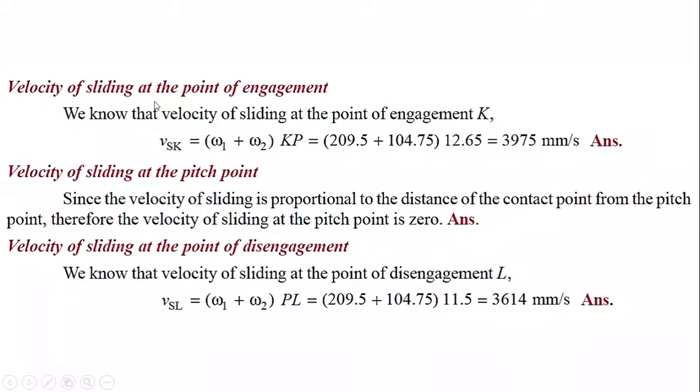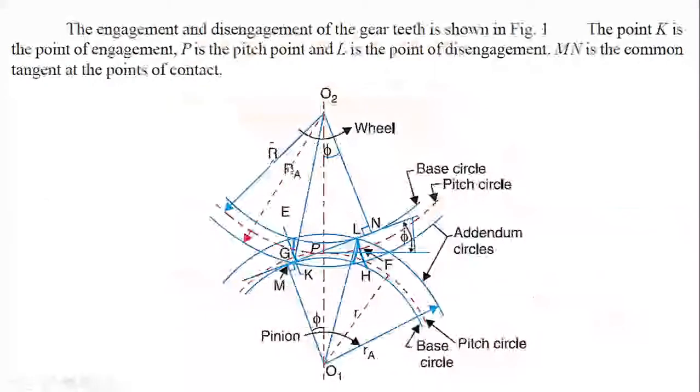The point K is the starting point of the engagement. Over this distance, from the point K to P, the gear wheels are in the engagement position. The point P is the common point, the common center point. After crossing this point P, the gear teeth start to disengage.